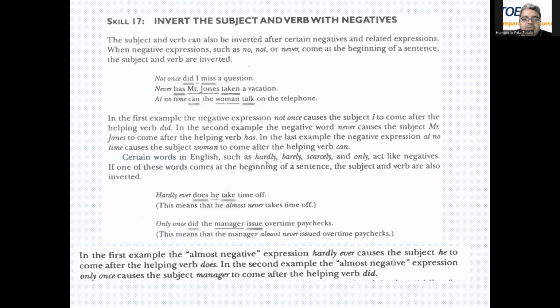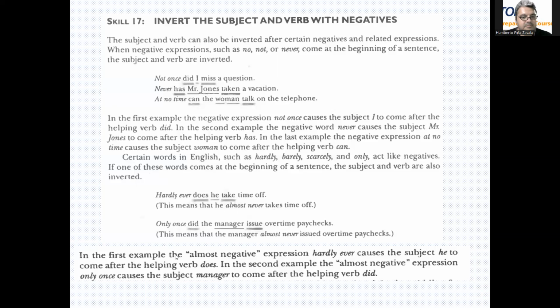Certain words in English, such as hardly, barely, scarcely, or only, act like negatives. If one of these words comes at the beginning of the sentence, the subject and the verb are also inverted. They're not really negative, but they're almost negative. So we're going to treat it the same way. We're going to apply the same rules. Hardly ever does he take time off. It means that he almost never takes time off. Only once did the manager issue overtime paychecks. That means that the manager almost never issued overtime paychecks.